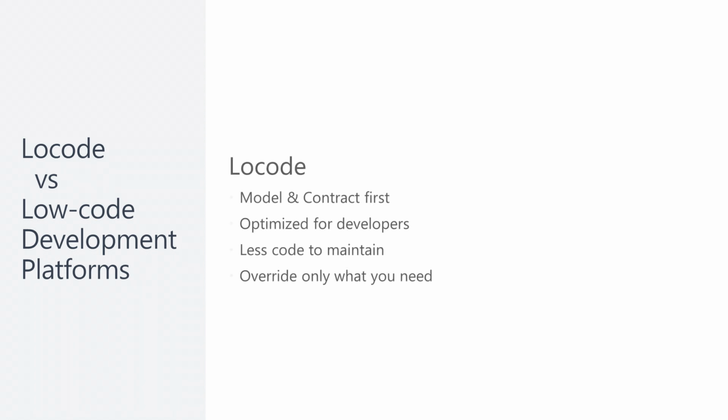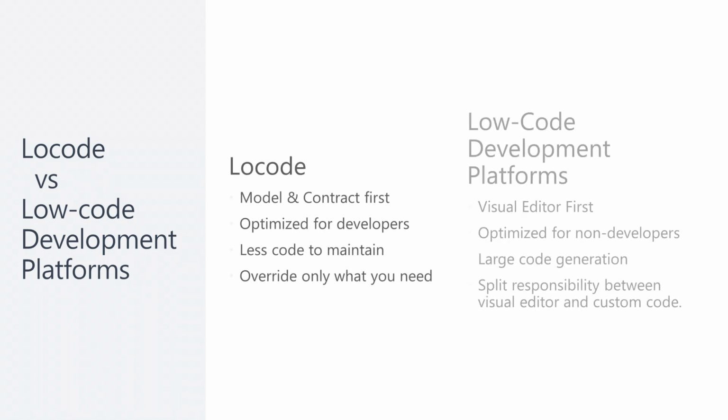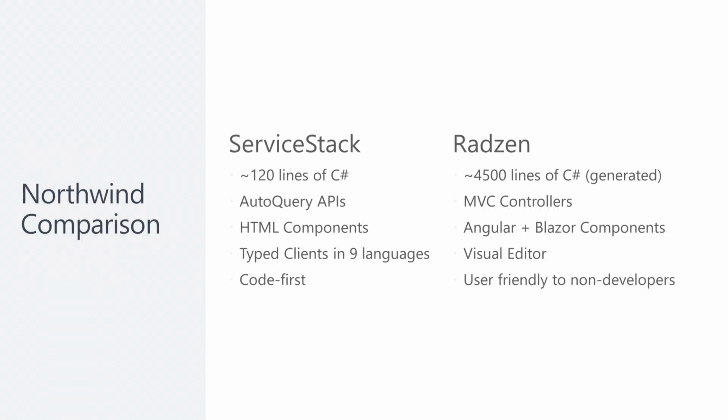This is different from low-code development platforms or LCDPs like Radzen or Appian, which lean heavily on visual programming to drive code generation that needs to then be maintained into the future. The trade-off being that they are easier to use by non-developers but are often less extensible or harder to maintain as the visual editing system is updated.